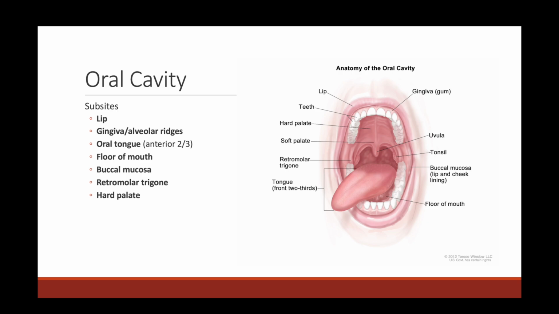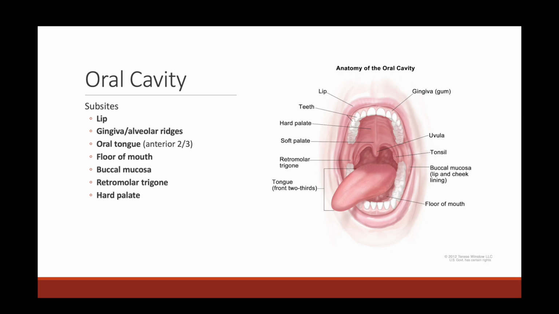Then we have the floor of the mouth, the buccal mucosa, so the mucosa that's on the inside of your cheeks. We have something called the retromolar trigone, which is kind of the triangular ridge that sits right behind the last molar on either side of your molars, just over the ramus of the mandible. And then finally, we have the hard palate.